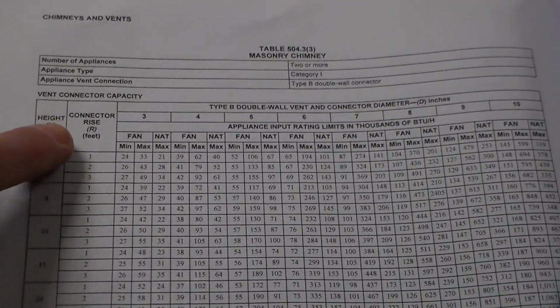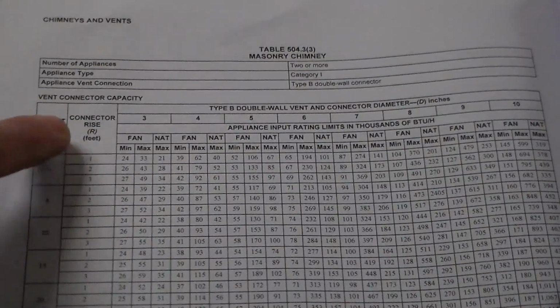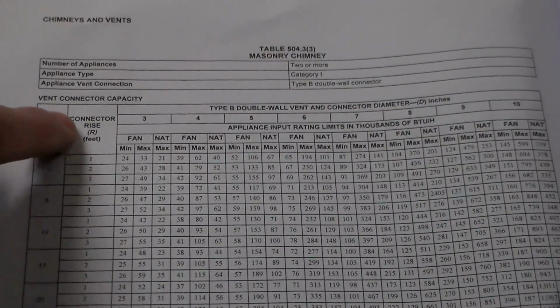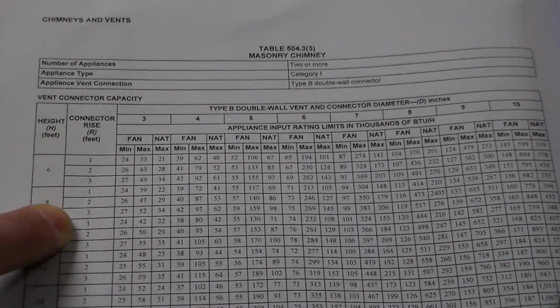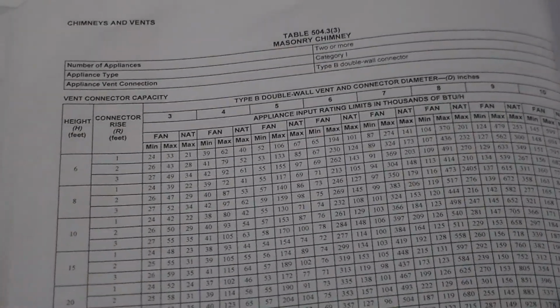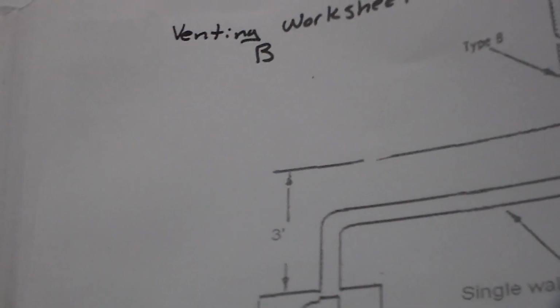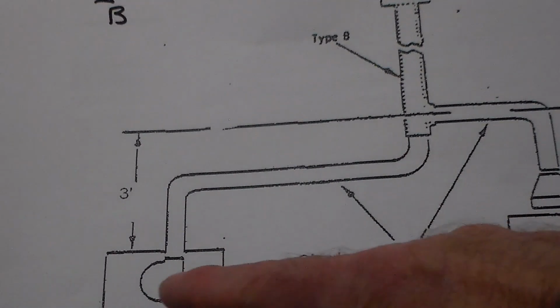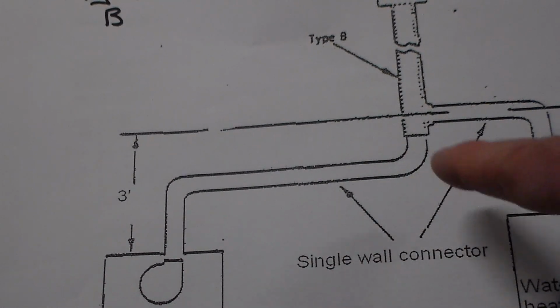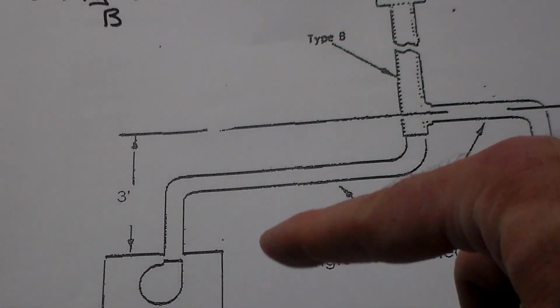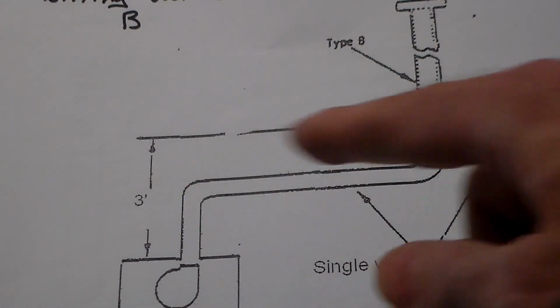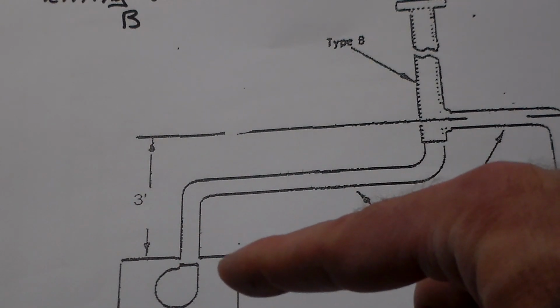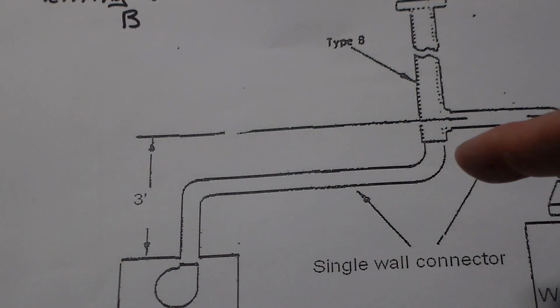And then we have what they're going to give us in the question, or in the field if you needed it: connector rise. And that refers to the height of the entry to that chimney above the unit. This one over here you see says 3. So they're assuming that one has a 3-foot rise from here to there.